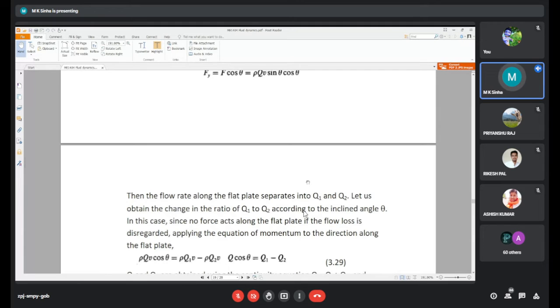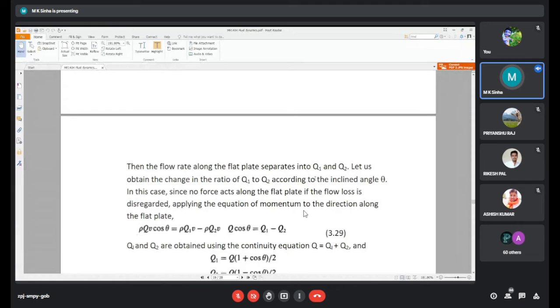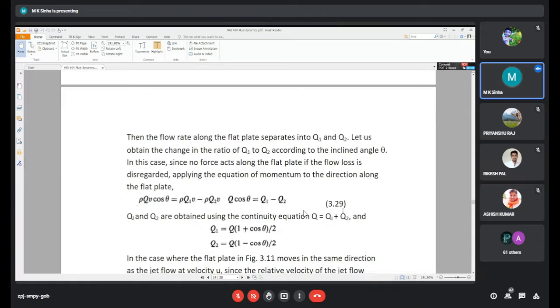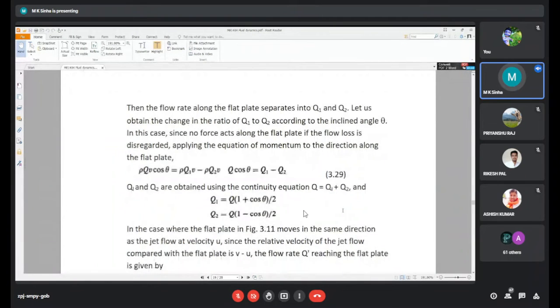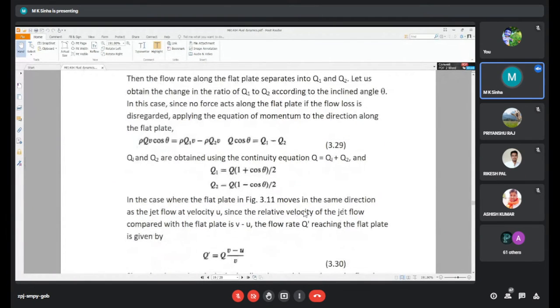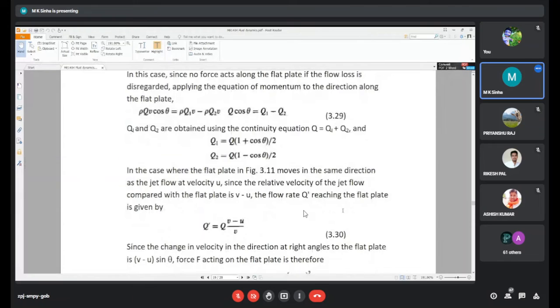If the flow loss is disregarded, then applying the momentum equation, rho q v cos theta equals rho q1 v minus rho q2 v, and q cos theta equals q1 minus q2, where q equals q1 plus q2.